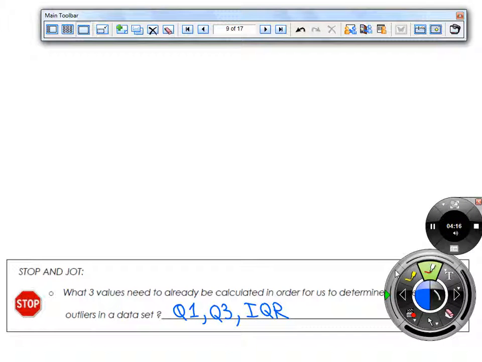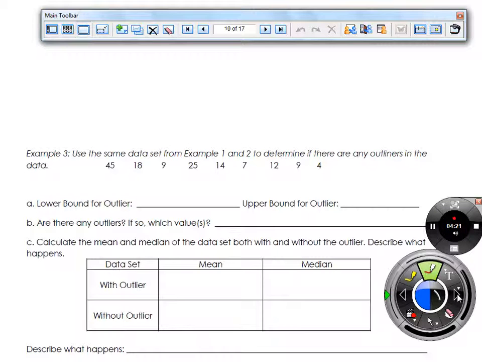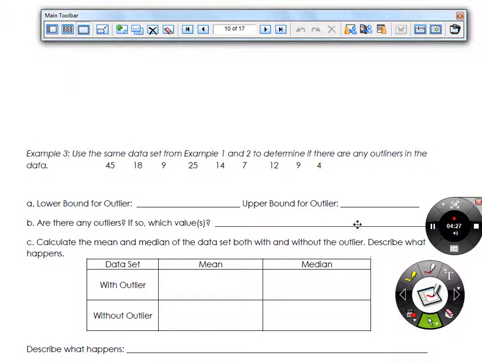So you have to know first quartile, third quartile, and your interquartile range. All right, so we're going to look at, I'll move it down a little bit so you guys can see it better, and then we'll move it back up.